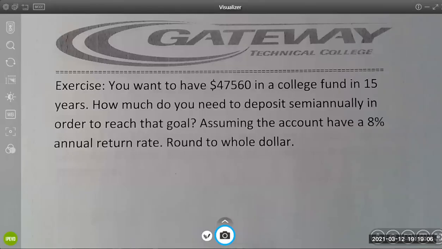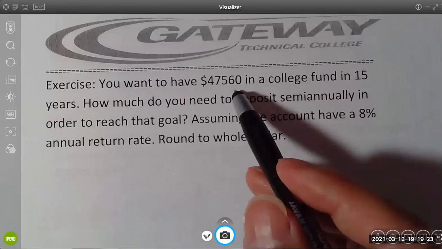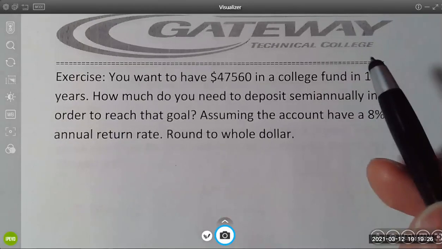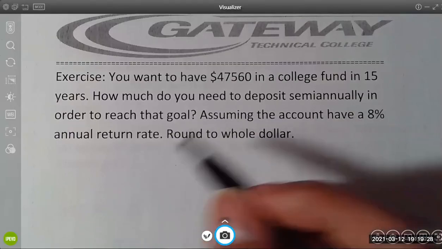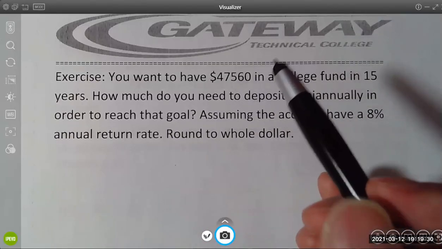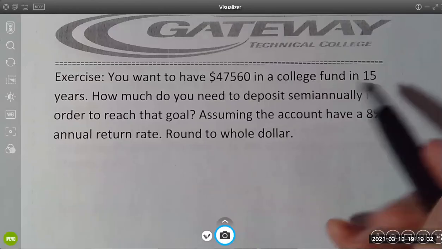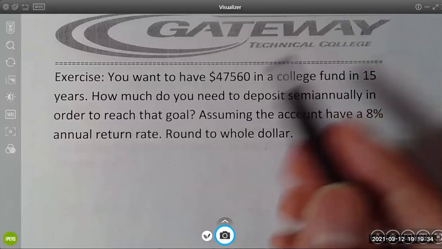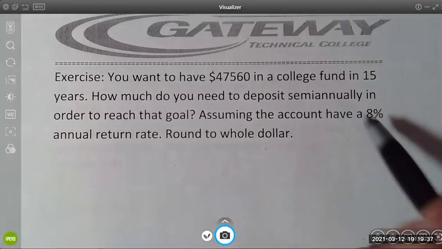Imagine you have a 3-year-old, and you plan to send that person to college after 15 years, right? And you want to have 47,560 when it's time for that person to go to college. It's very realistic. This is just a random number, it can be any number actually, but this is a scenario. We are looking for how much we have to deposit semi-annually, that means every half year, in order to reach that goal under these terms.